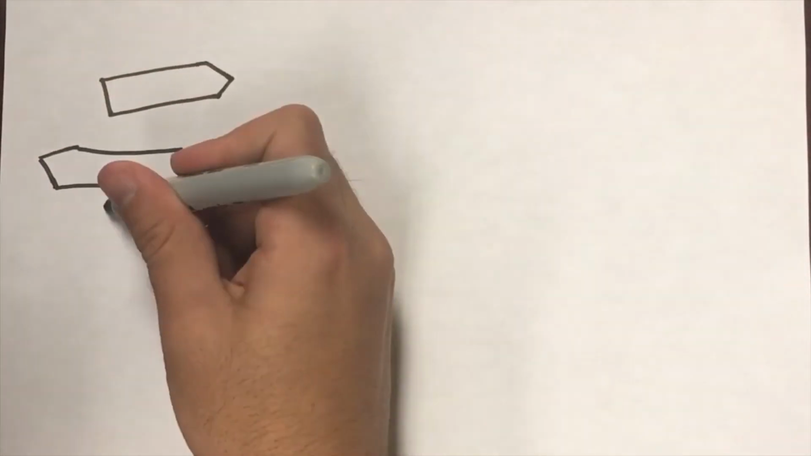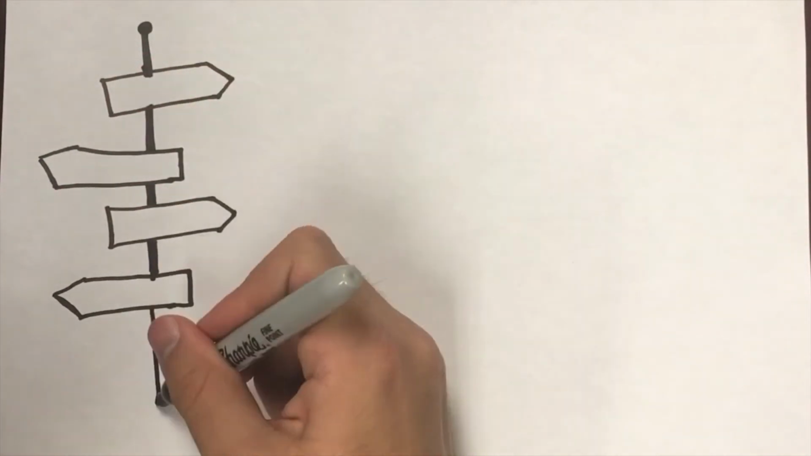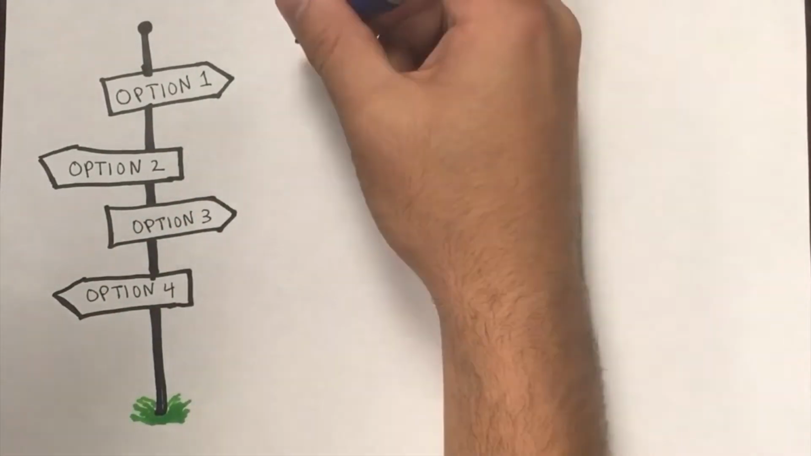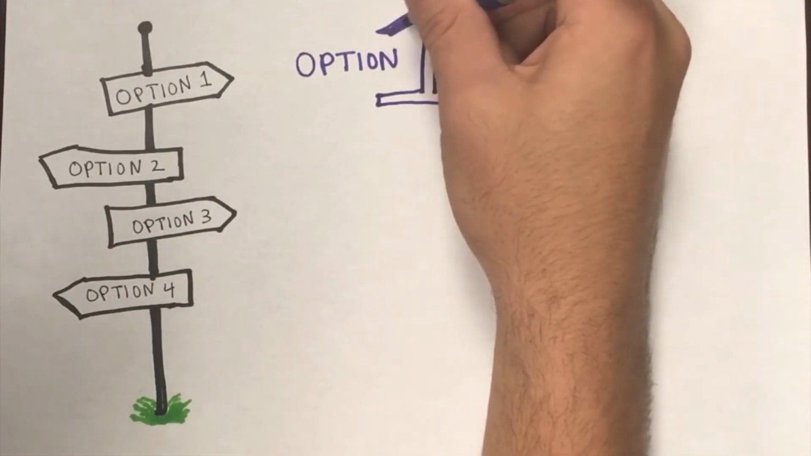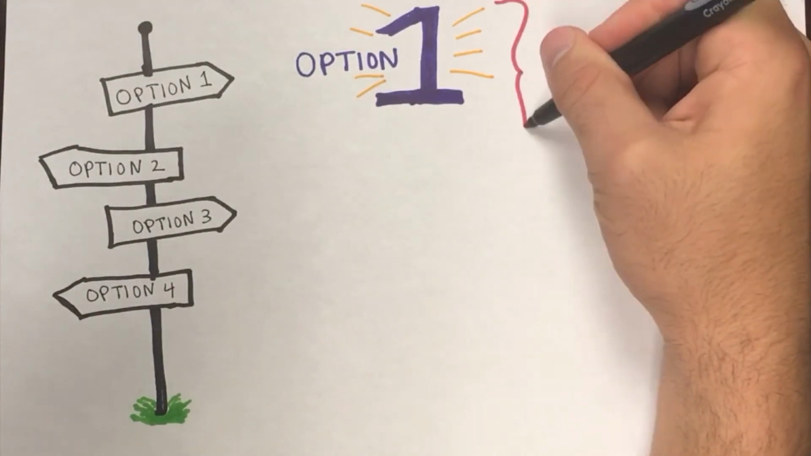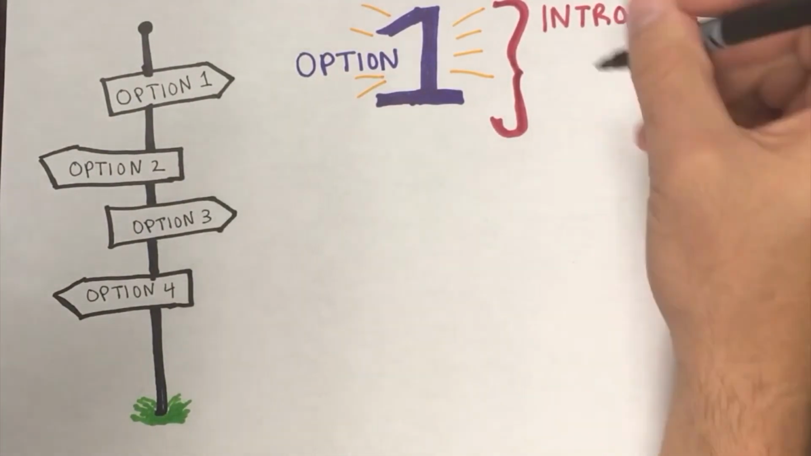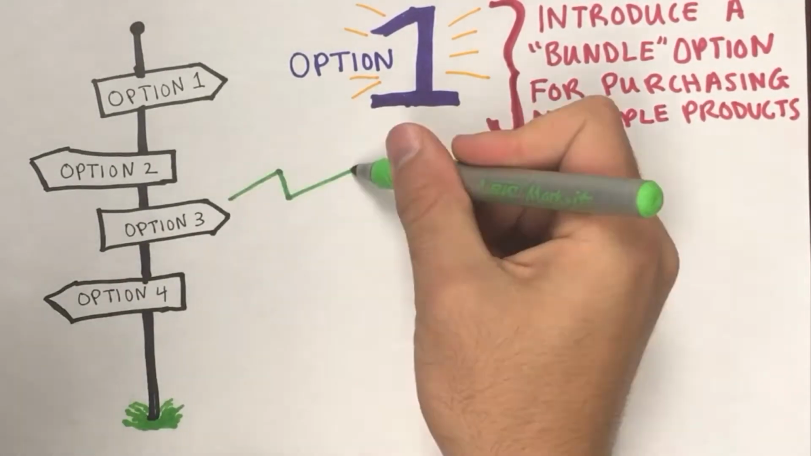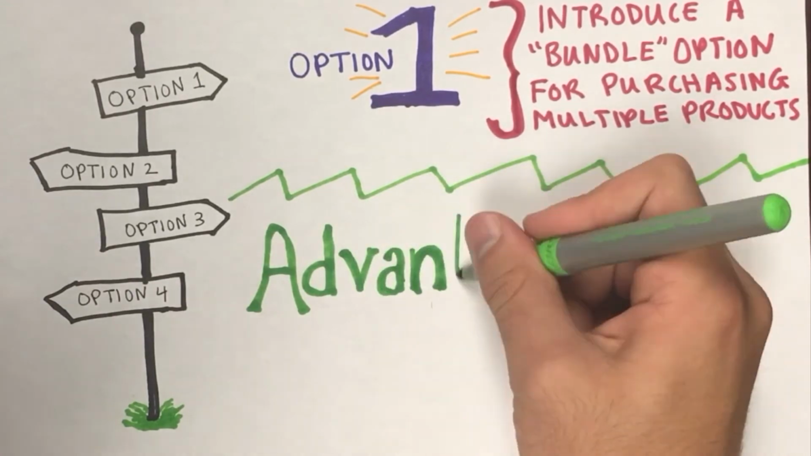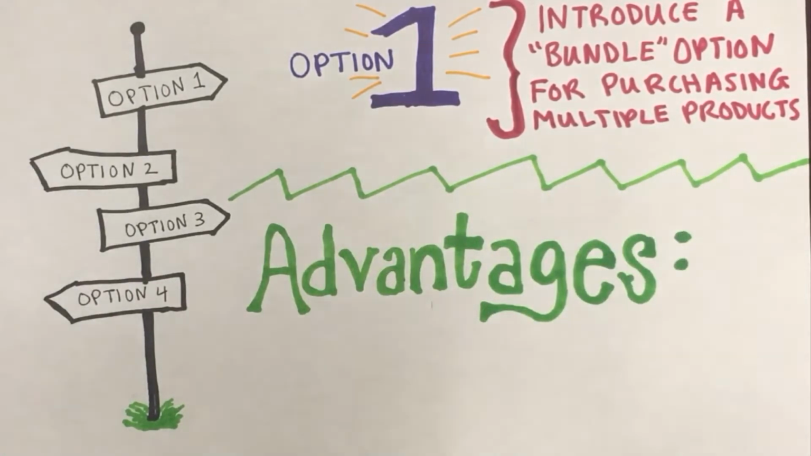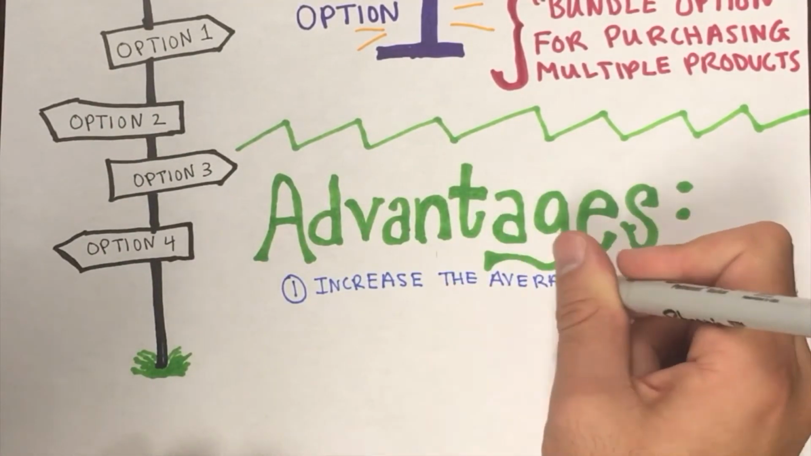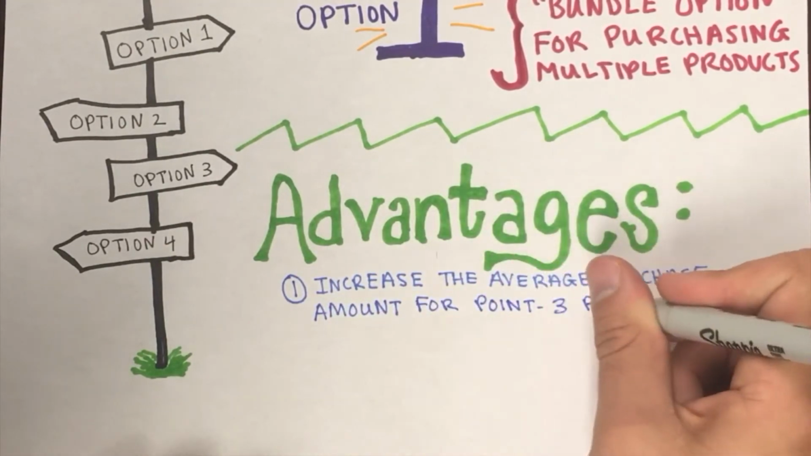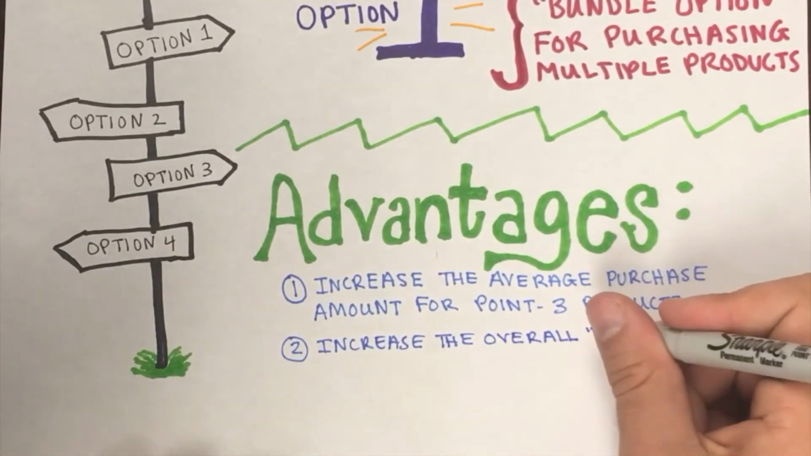Point3 has tons of options in regard to generating not only new, but loyal customers. As we stated before, the first of these options is to introduce a bundling option for purchasing multiple products. This tactic has been wildly successful at both the small and large levels of business. There are 2 main advantages of the product bundling option. First, it will increase the average purchase amount for Point3's products. Second, it will increase the overall reach of Point3's brand name.